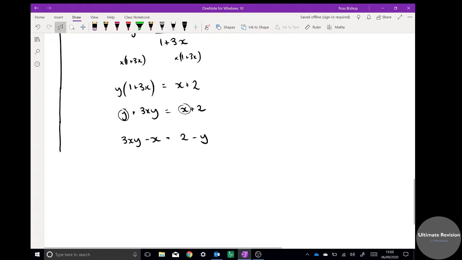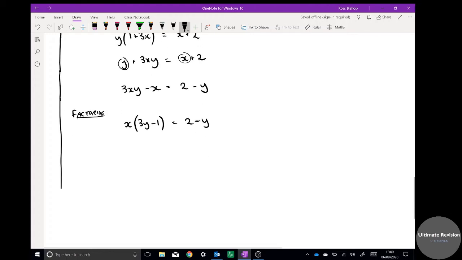Okay. Now the clever step here is you think, oh, I don't quite know how to get x on its own. It is factorising again. So this whole video is going to include a lot of factorising. That's why it's all grouped together. So I can factorise out the x on this left-hand side. So the x is the same in both terms. x times 3y minus 1, plus 2 minus y. And then my final step, I can divide both sides by 3y minus 1. And there is my answer. What a beautiful question that is.